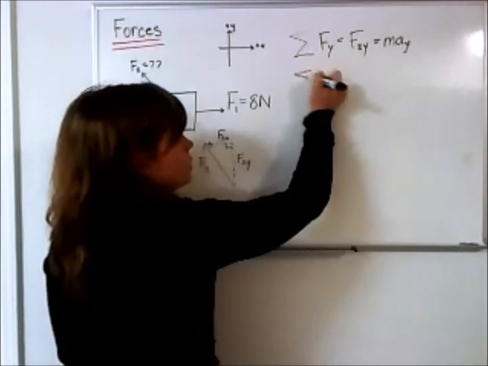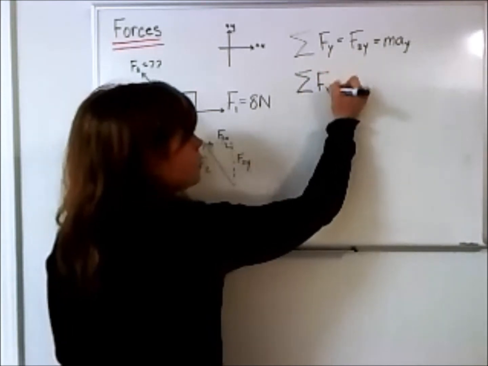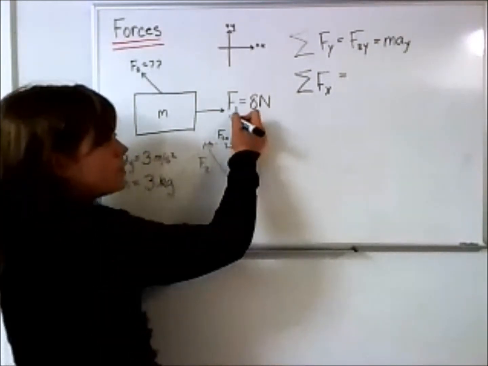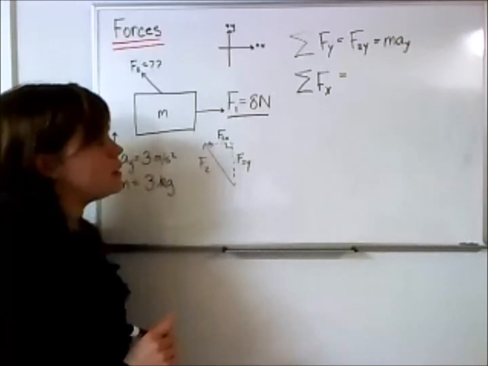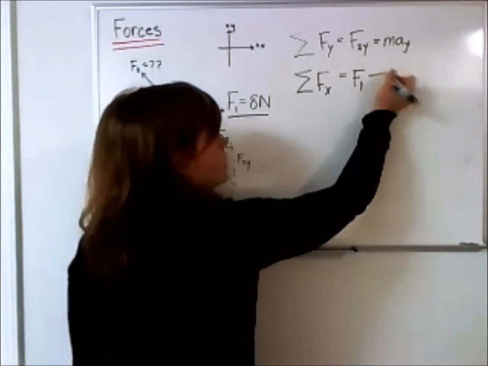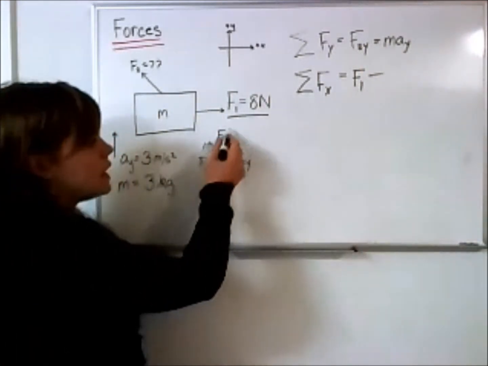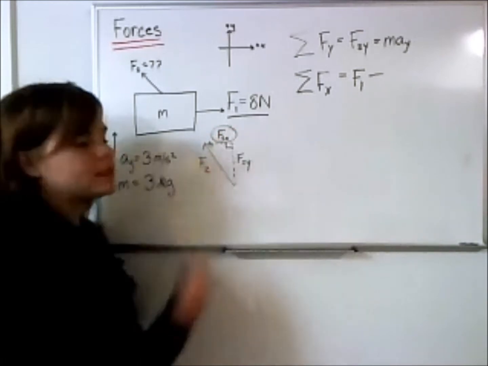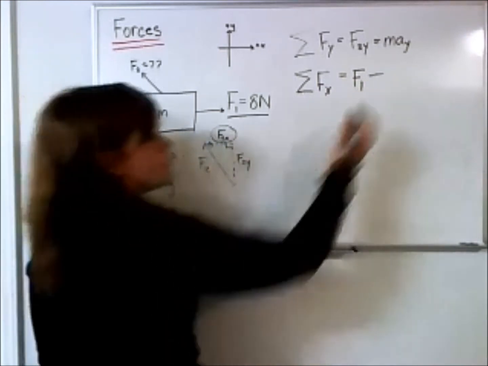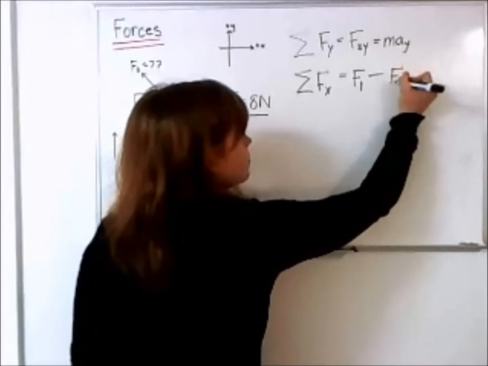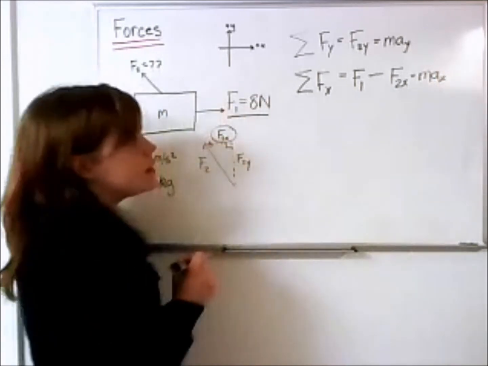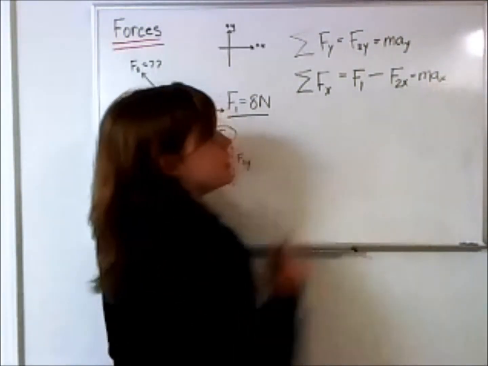For our x direction, we have two forces acting here. So the first force we have to worry about is this F1, which is pulling it to the right, so that'll be positive. And then pulling it back to the left is the x component from this F2 force. So I'm going to use a minus sign to represent that this force is acting to the left. And again, that will be equal to the mass times the acceleration in the x direction.